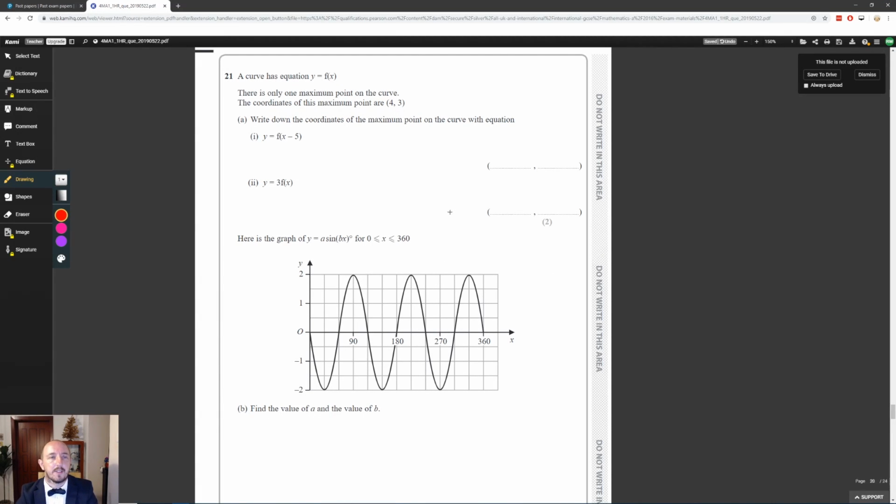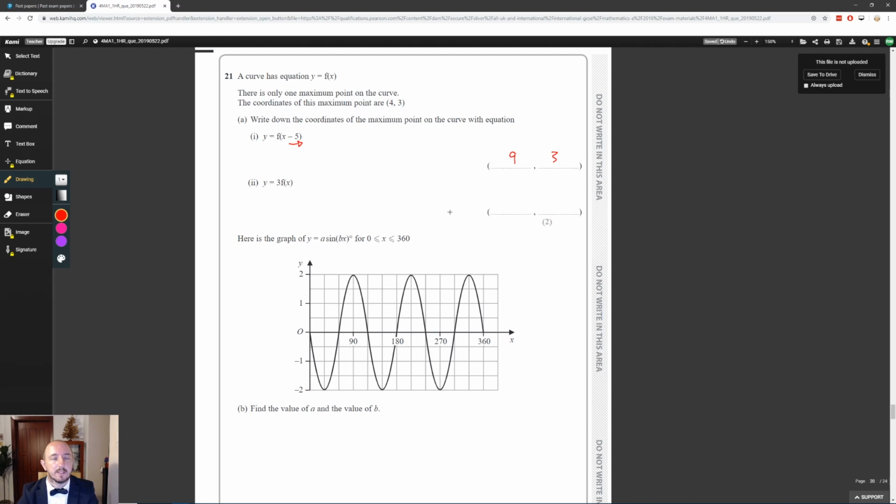Transformations of graphs. We have a coordinate 4, 3. When we have the transformation inside the bracket like that, that affects the x. If it's outside the bracket, it affects the y. So the -5 will actually change this by moving it to the right. It's the opposite of what you think it's going to do. So this would be 9, 3.